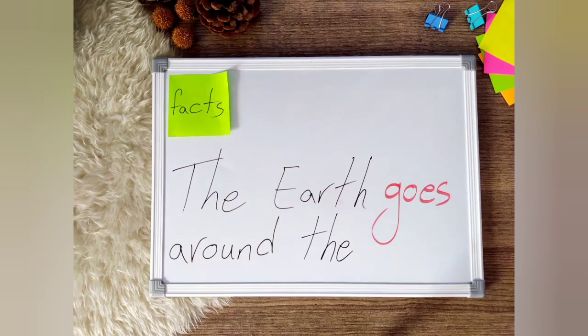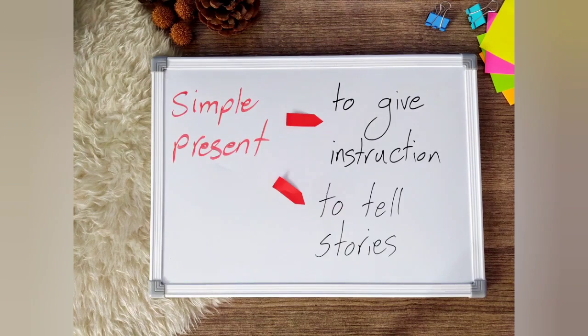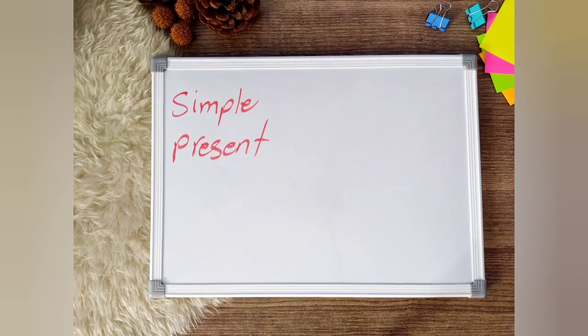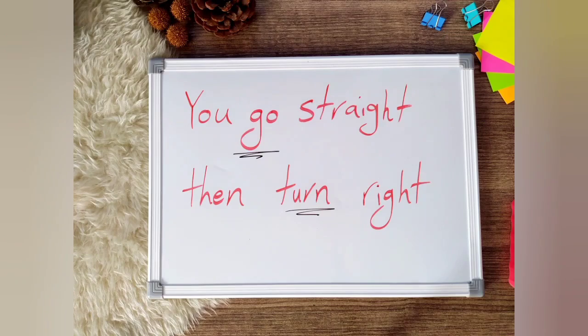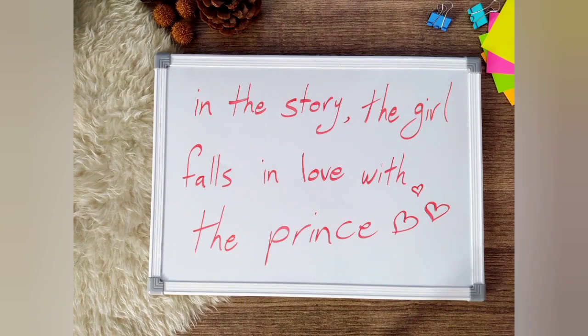The earth goes around the sun. Everyone knows this fact today. So, you can use simple present to talk about facts or generally accepted truths. You can also use simple present to give instructions and directions, or you can use it to tell stories. You go straight, then turn right. In the story, the young girl falls in love with the prince.